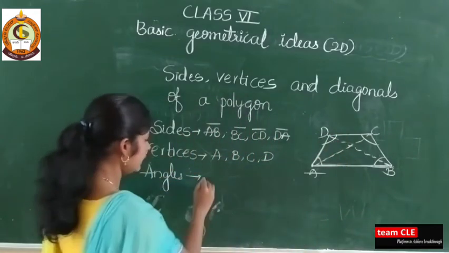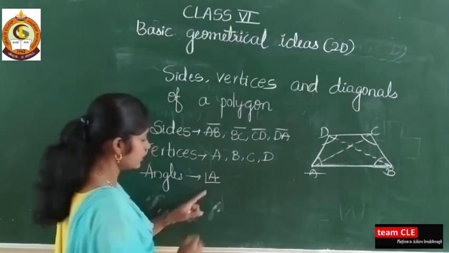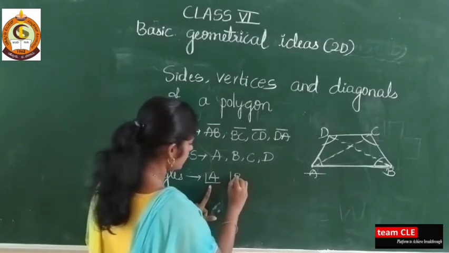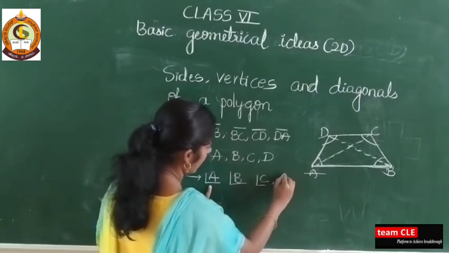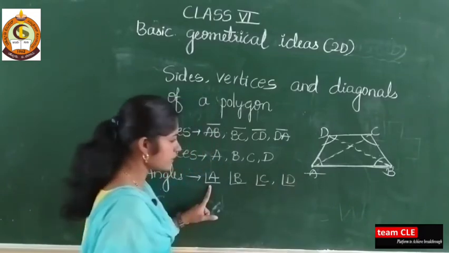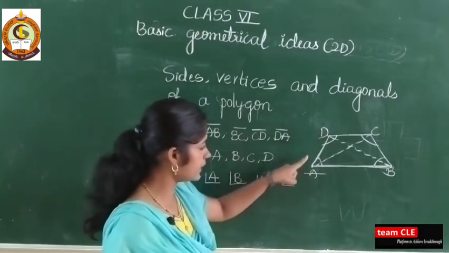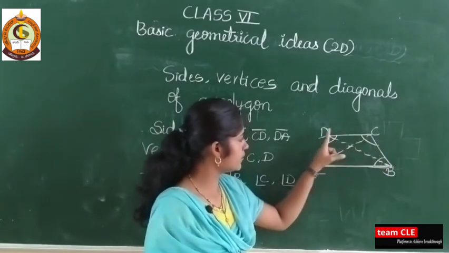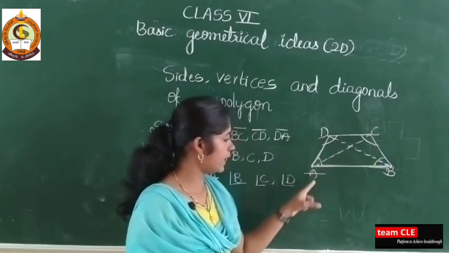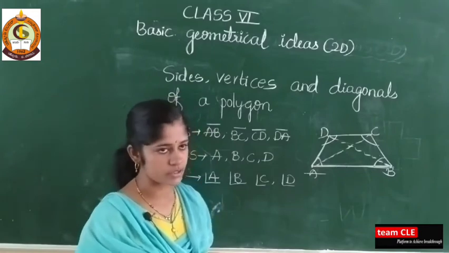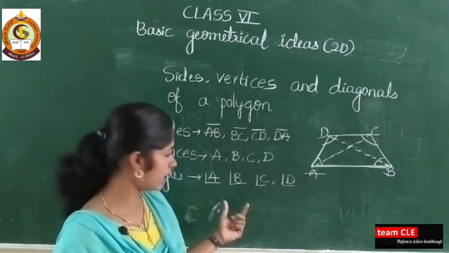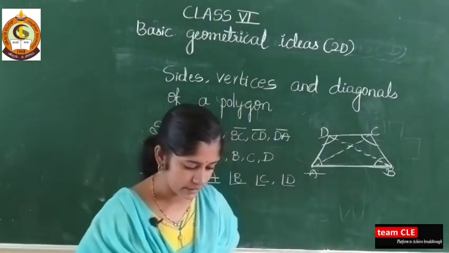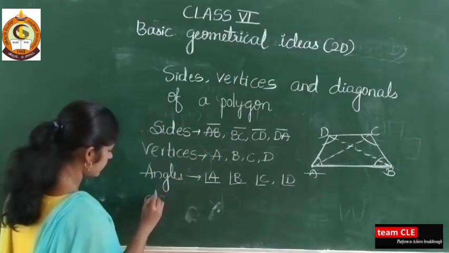So write here angle A. This is the symbol of angle. Angle B, angle C, angle D. This is also correct. If you are writing DAB, ABC, BCD, CDA, that is also correct. So here angles are angle A, angle B, angle C and angle D. Next, diagonals.